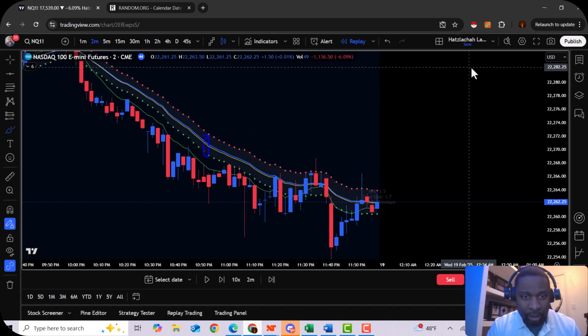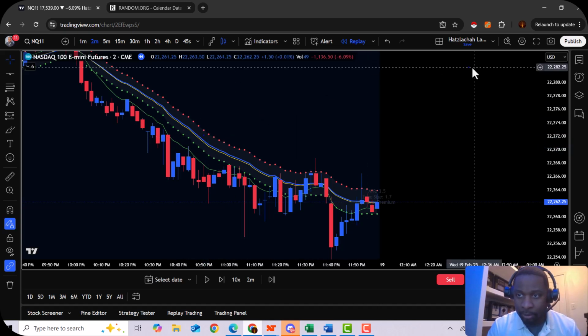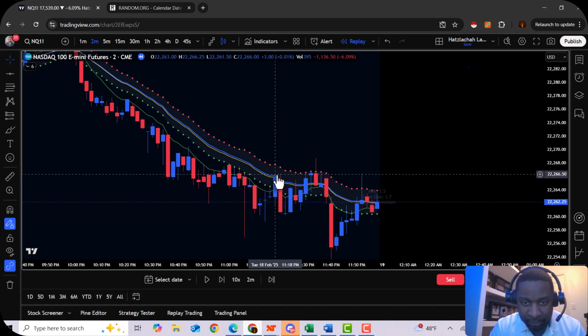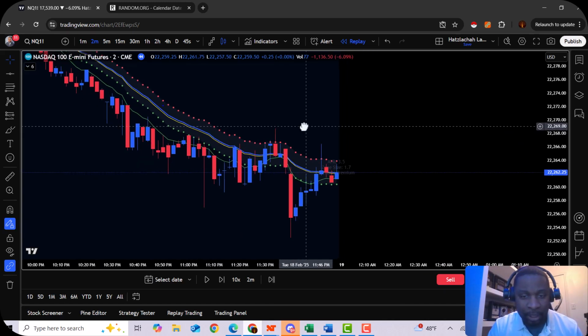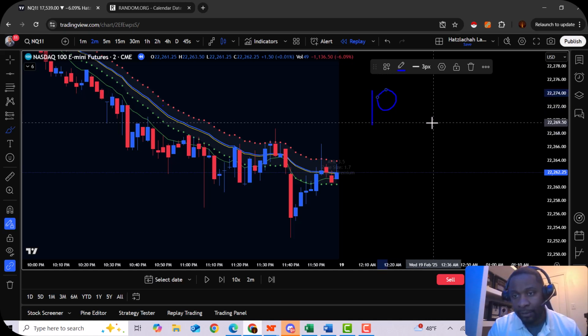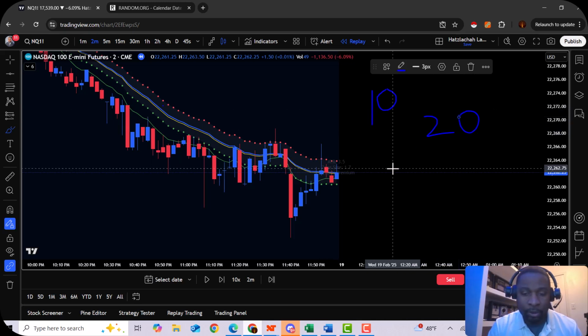What we want to do is wait for price to close above the middle point here, and then catch price as it throws itself back to the other side of the ATR or beyond. And when we do this, we'll only risk 10 points, and the goal is to make 20 points. That is going to be our risk.